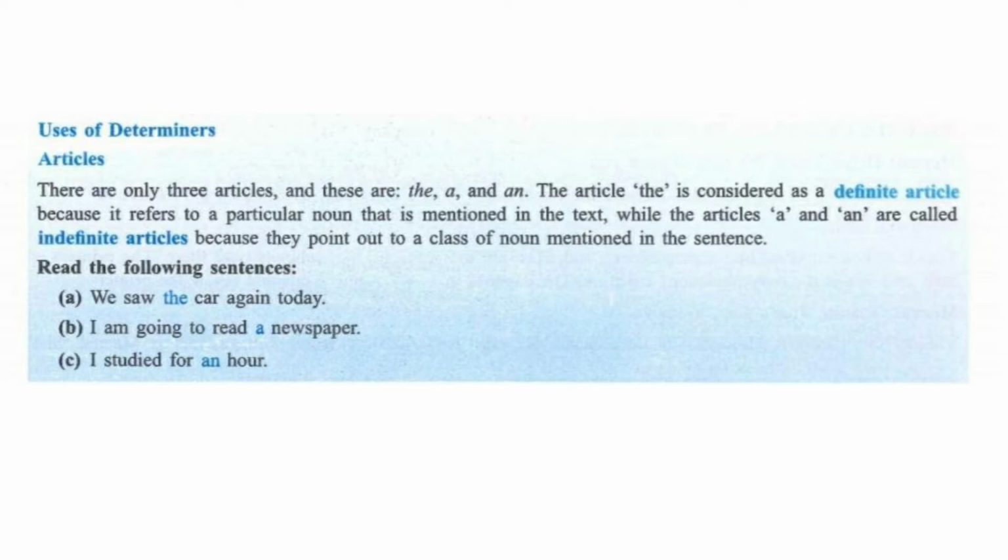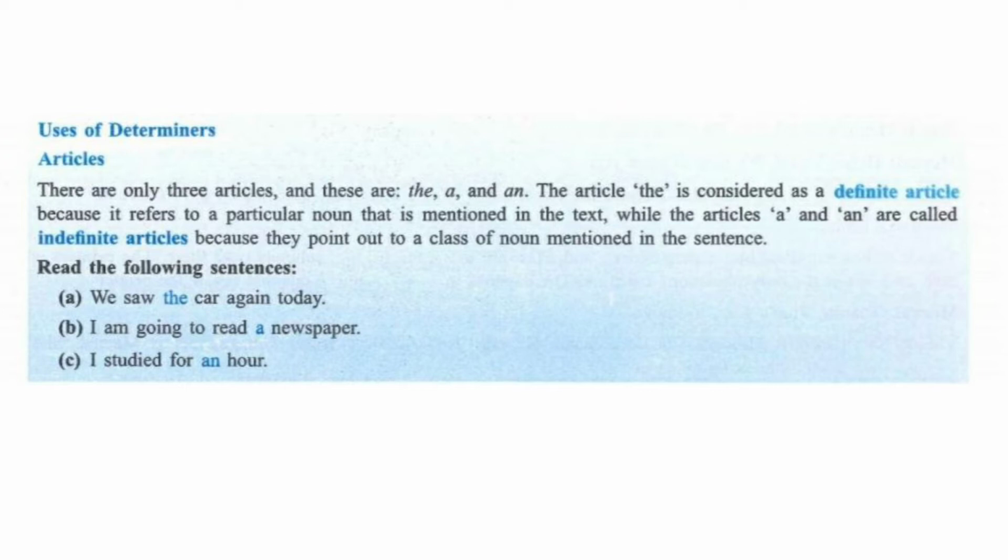Now if we read the following sentences: We saw the car again today. I am going to read a newspaper. I studied for an hour. So here we see, we saw the car again today. That means the same car that has been seen earlier. Again they saw it today.